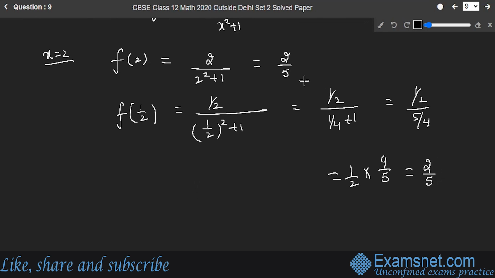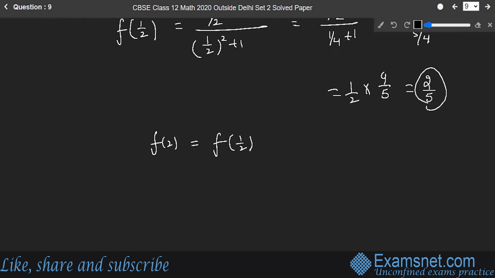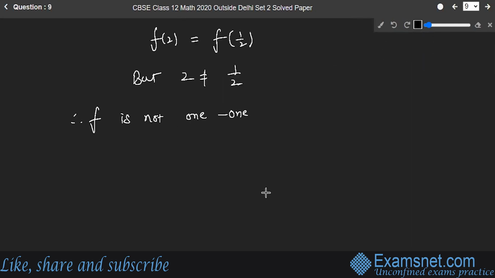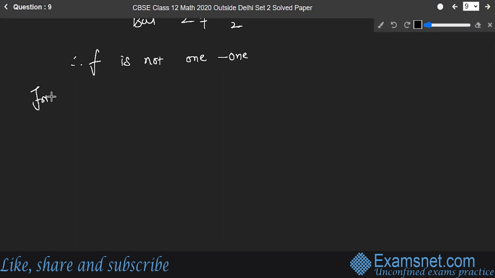So, see, they are the same ones. That means f of 2 is equal to f of 1 by 2, but 2 is not equal to 1 by 2, right? Therefore, f is not a 1 to 1 function. Yeah, it's a function, okay? F is not a 1 to 1 function. Now, for, let's see for onto.